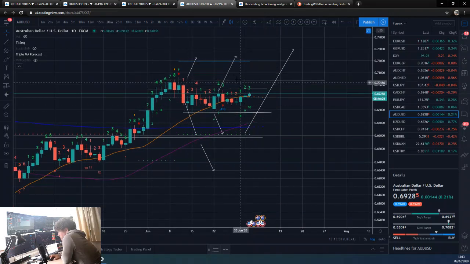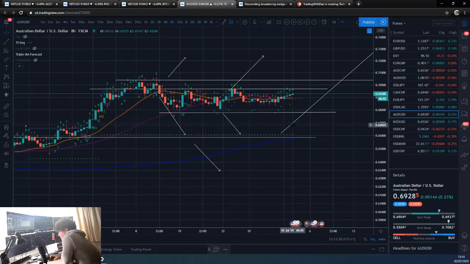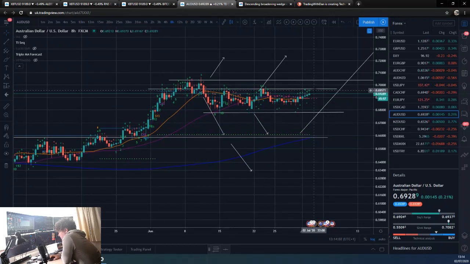Same here for this one. We're just in the middle of nowhere. I'll just look to see how we interact with this level. See if we bounce off, then maybe we come down. But there's not a lot. There's not enough meat on this bone for a good trade.